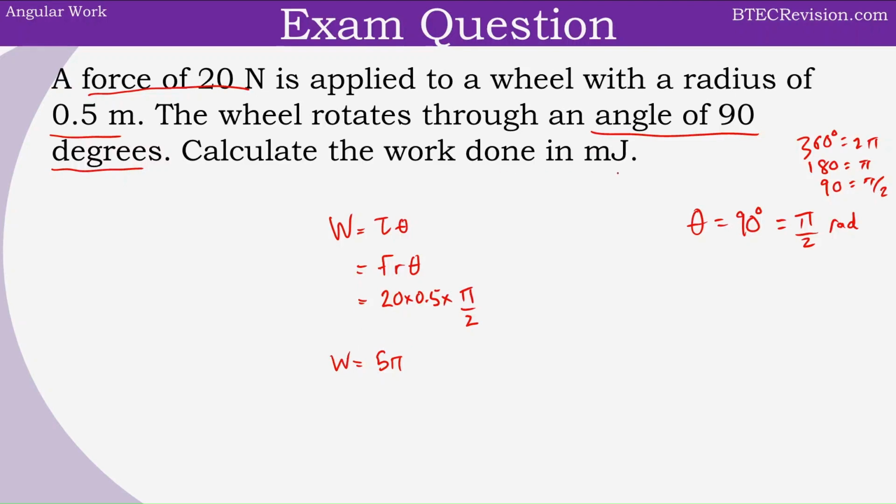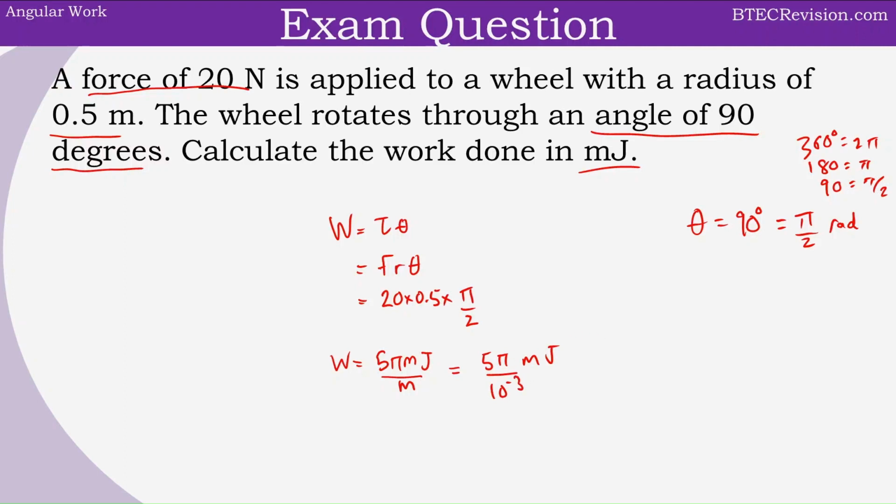Now, the question's asking for the value in millijoules. So that's going to be in joules. So to get millijoules, we will multiply the numerator and the denominator by milli. That's milli divided by milli. And we want millijoules, so we'll get rid of the milli at the bottom. Okay, so that would be divided by 10 to the negative 3.